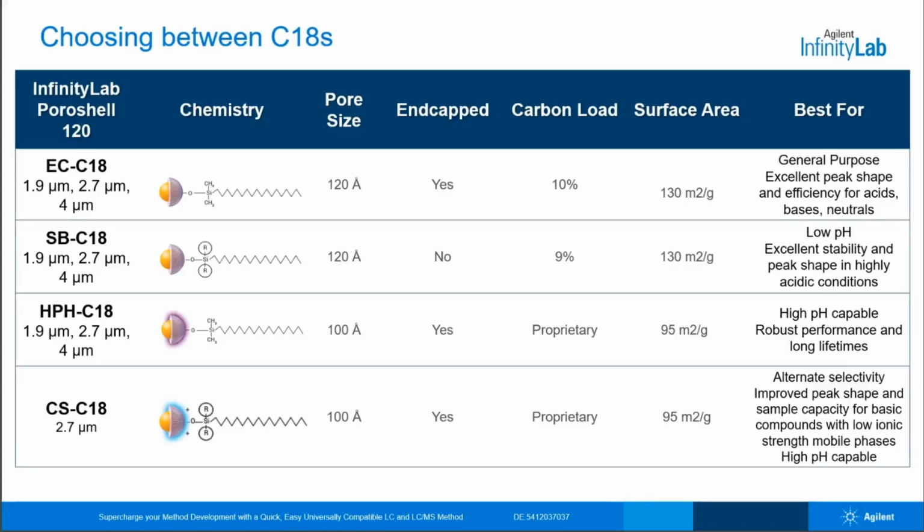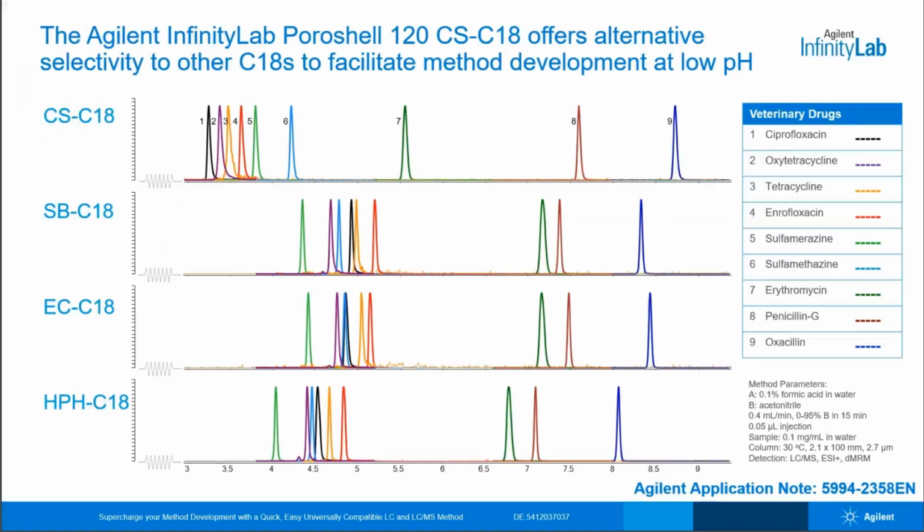All 4 phases have unique selectivity, with CS-C18 being the most different of the bunch due to its charged surface, giving a different orthogonality. Here is a selectivity comparison of the 4 Poroshell 120 C18 phases using a sample of veterinary drugs. This is an example of a systematic column screen that you may do during your method development. Each of these phases is run using the same simple formic acid and acetonitrile gradient.